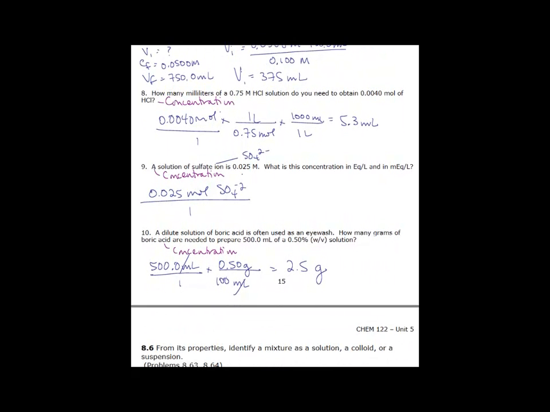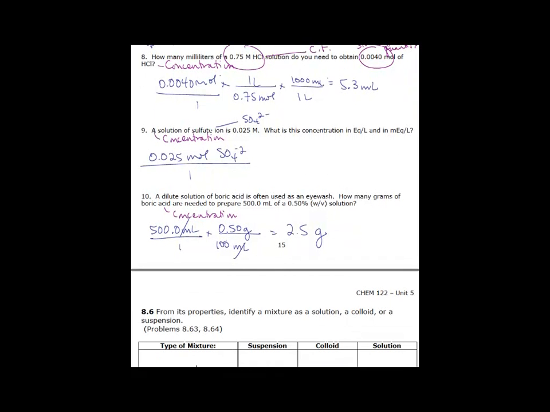Number 8 is not a dilution problem, it's a concentration problem. So your starting quantity is the number of moles given. Molarity is your conversion factor. So you convert moles to liters using your molarity, and then you convert liters to milliliters. So you end up with 5.3 milliliters. Number 9 is a concentration problem. It's a different looking concentration problem.